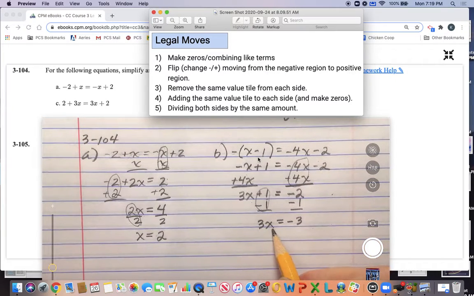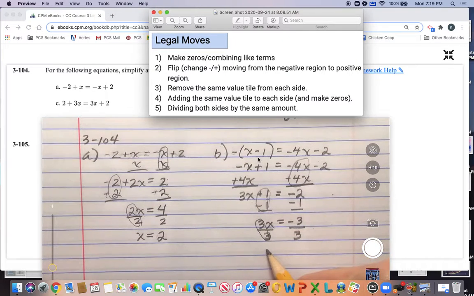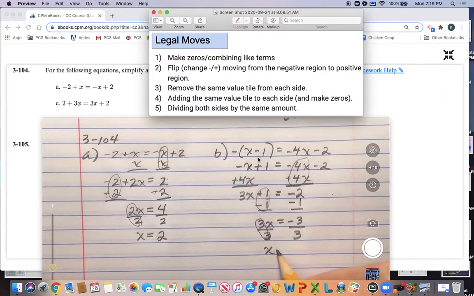And now I would like to remove the coefficient. It's 3 times x, so we'll undo that multiplication by dividing by 3 and do this on both sides. So that, of course, turns into 3 over 3 is 1. 1 times x is just x. And then negative 3 over 3, this of course is a 1 also, but because of the negative sign, that's a negative 1.